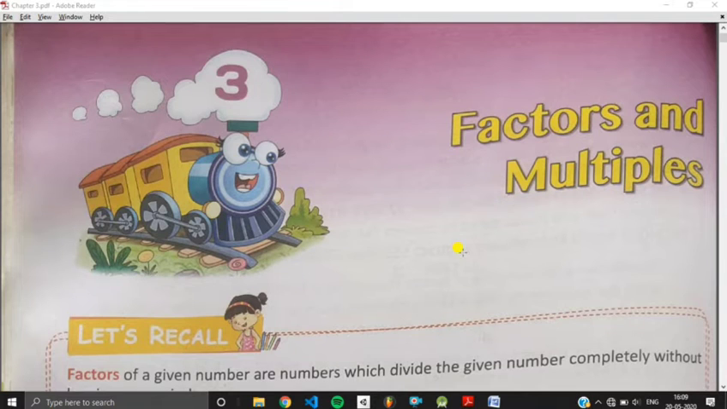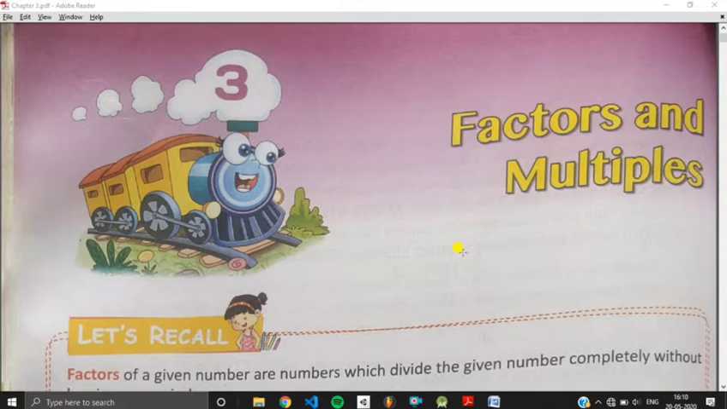Today we'll be starting chapter number 3, Factors and Multiples. Factors and multiples is not a new topic. Already you are well aware. Last time we learned about factors and multiples.